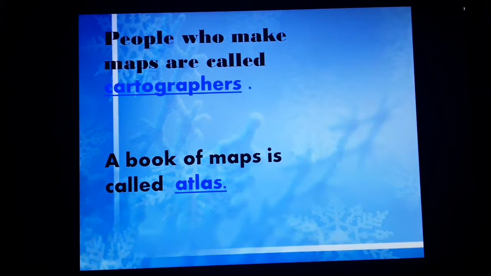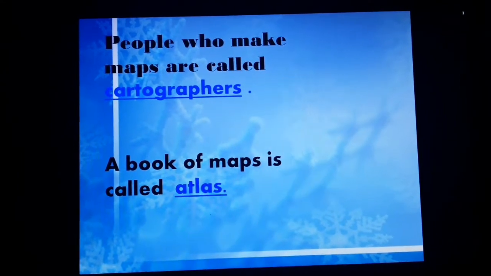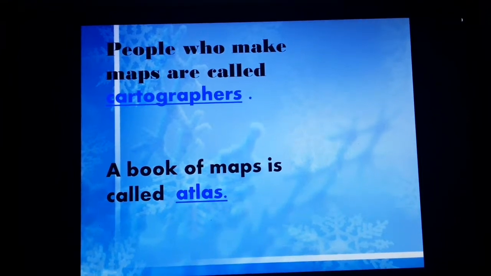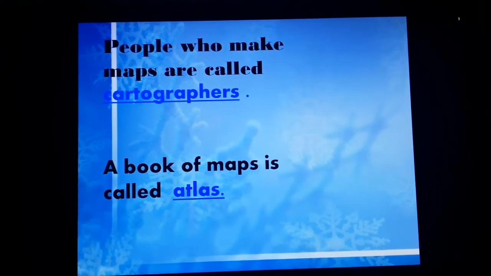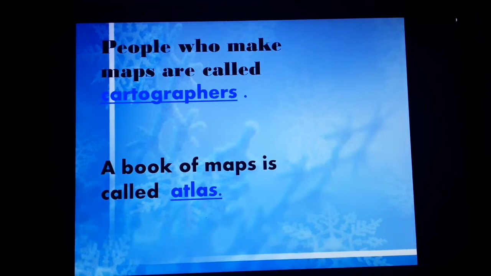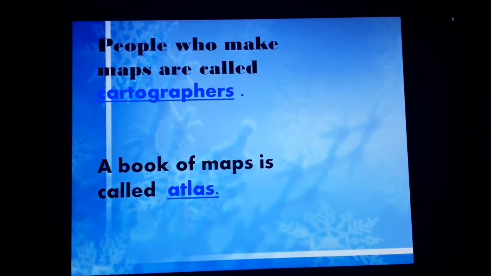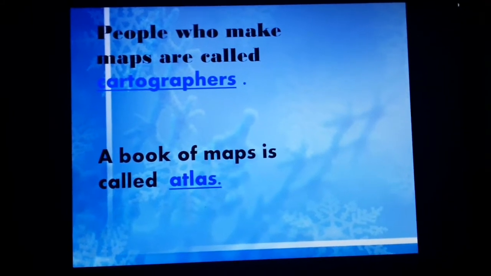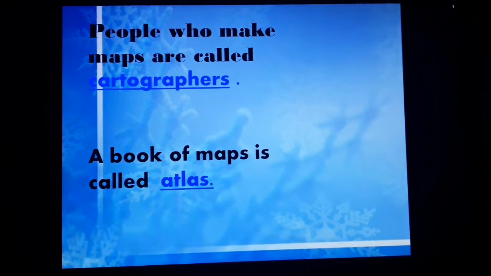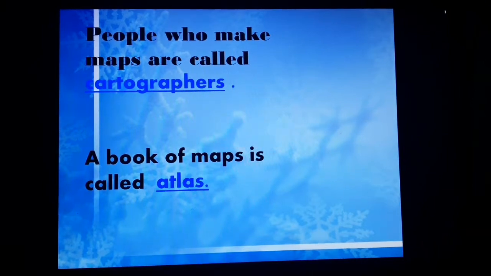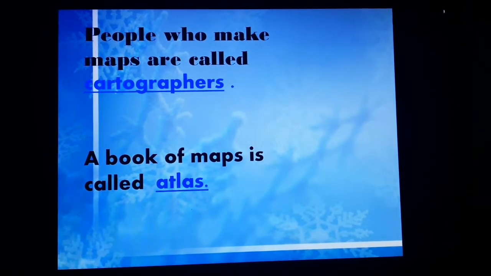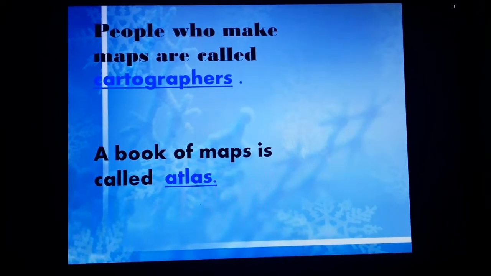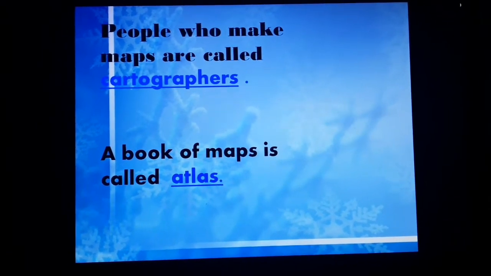Alright kids, now can you tell me who are the people who make maps? Yes, the people who make maps are called cartographers. Now can you tell me, what do you call a book of maps? Yes, a book of maps is called an atlas. An atlas is a collection of maps of different parts of the earth compiled together as a book.